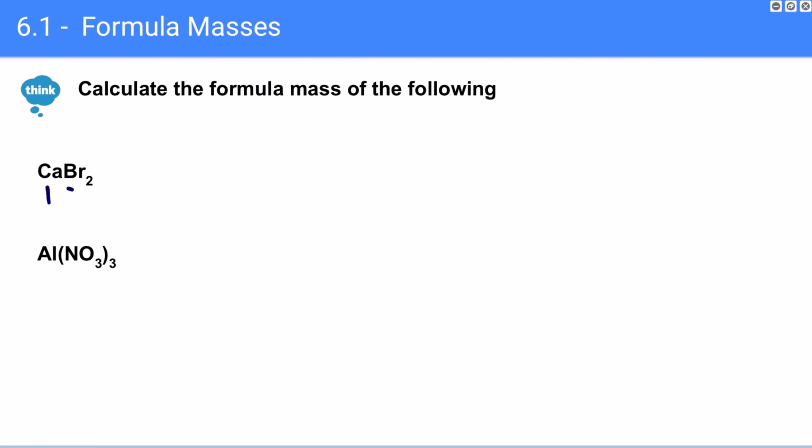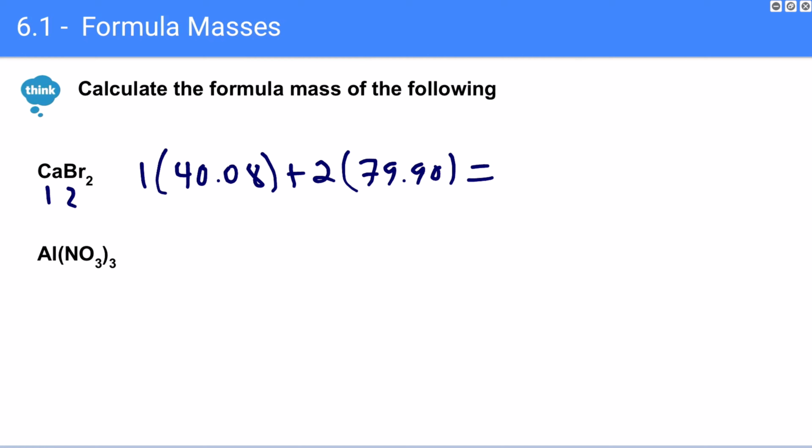We have 1 calcium and 2 bromines. So 1 calcium, 40.08. Again, that is based off of the information that is on the periodic table. We have 2 bromines, each at 79.90. We're going to multiply them and add them together.